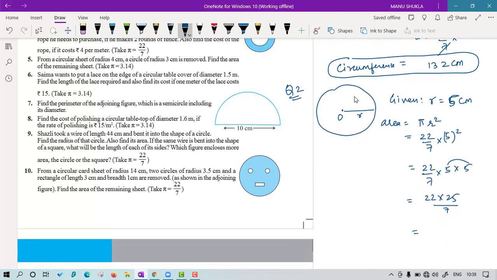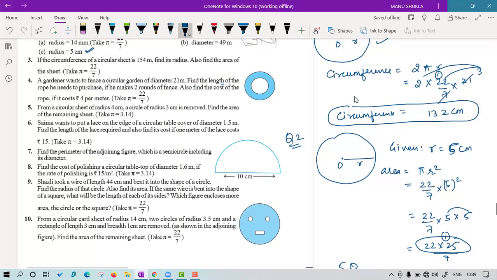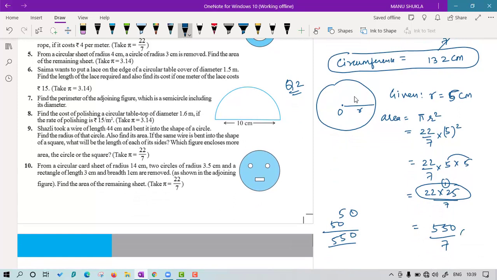Further multiplying, we will get 2 5s are 10 plus 1 5, 50. 550 we will get by the multiplication of these two. So 550 upon 7. Is it centimeter or meters? It is 5 centimeters. So the area will be 550 upon 7 centimeter square. If you want to find the answer in decimals, that is your choice. You can do that also just by dividing these two.